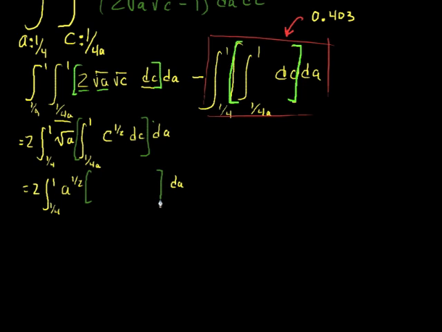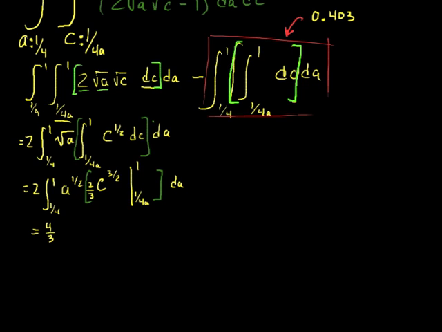Well, this is just a straightforward power rule. Increase the power by 1 and divide by the new power. So we increase the power by 1, and we have c to the 3/2. Divide by the new power: dividing by 3/2 is equivalent to multiplying by 2/3. And we're evaluating this at 1 and subtracting evaluation at 1/4a. At this point, we see this constant 2/3 that can also be moved to the front of the integral. So we have a 4/3 out front here now.